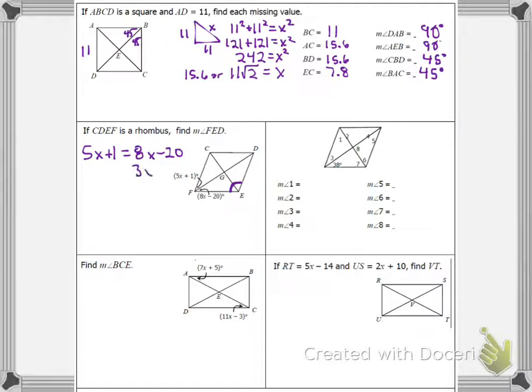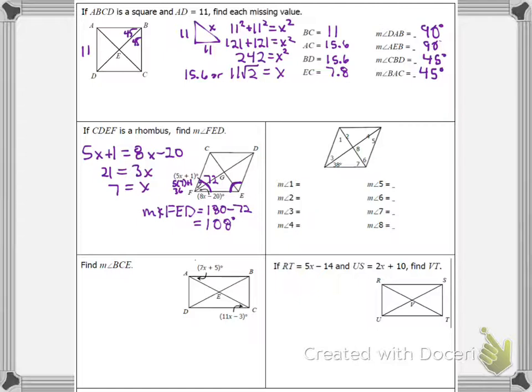So we get 3x equals 21, so x is 7. Now, I'm going to be able to double it, whatever I get, so let's just go 5 times 7 plus 1, which is 36, so that makes this angle 72. So the measure of angle FED is going to be 180 minus 72, or 108.